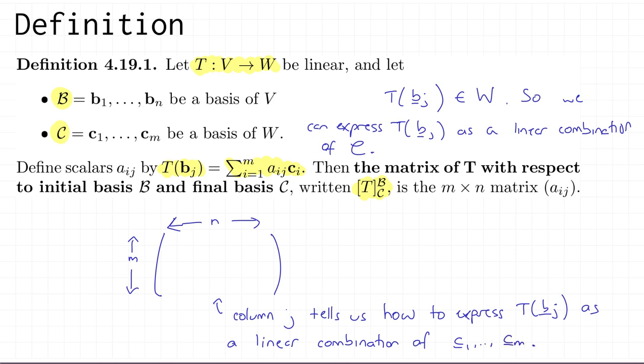So put this way, it seems actually quite simple what's going on. All you're doing is saying I can express T of B_1 as a linear combination of my basis for W, and I write the scalars into the first column. And I can express T of B_2 as a linear combination of the C's, and I write the scalars that it took to do that in the second column, and so on. And that's all there is to the definition of the matrix of a linear transformation with respect to a certain initial basis and a certain final basis.